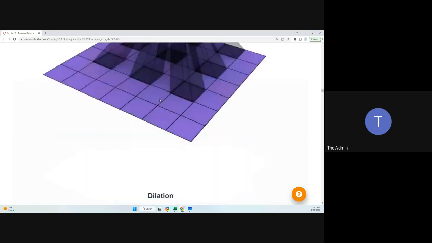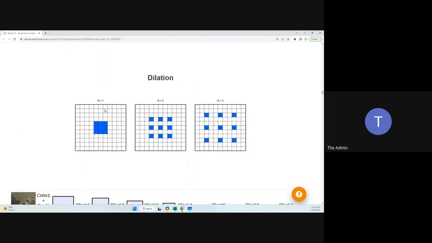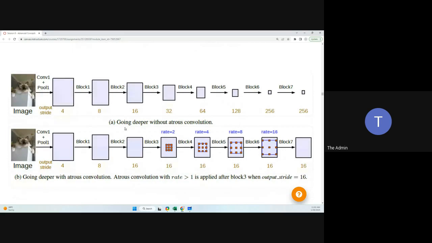Okay, so this is dilation of 1, your normal kernel. Dilation of 2, where we have a gap of 1. Dilation of 3, where you have a gap of 2. Now this is, as I said, how you're going to be using it. This is a normal convolution on top. You have 4, 8, 16, 32, 64, 128, 256, and 512.